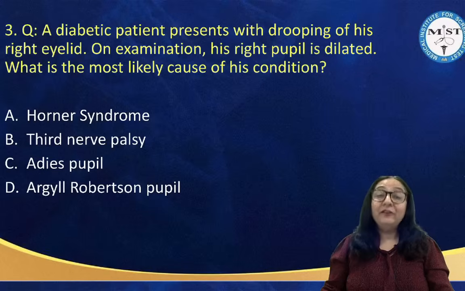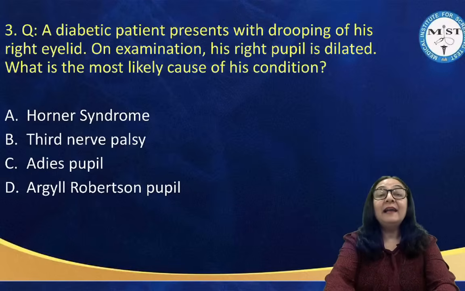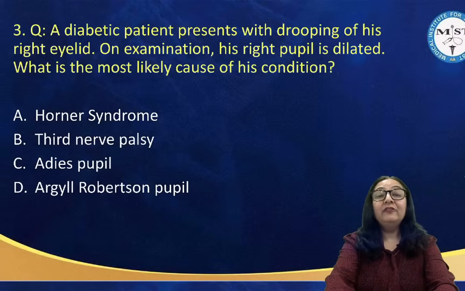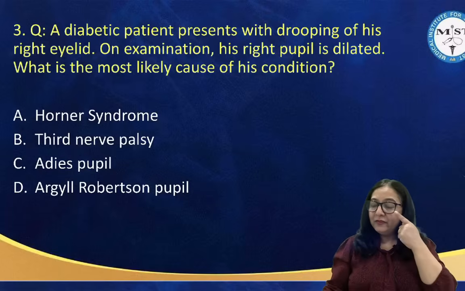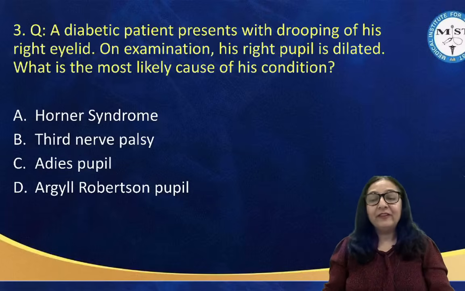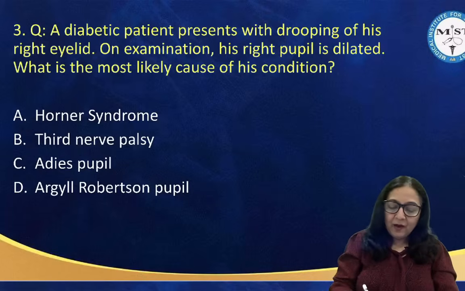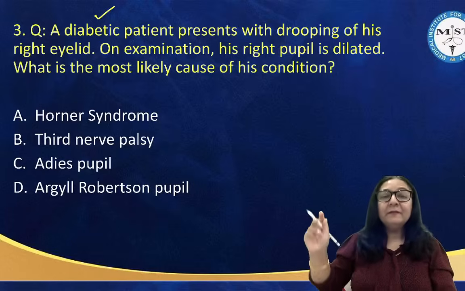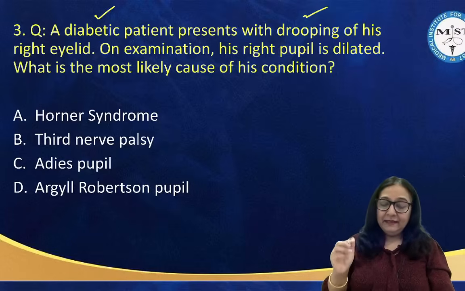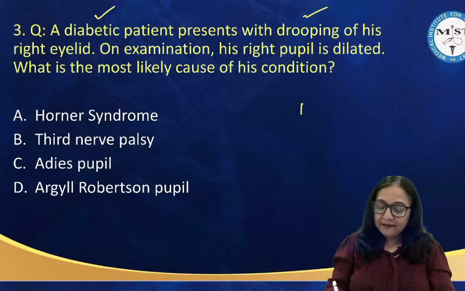A diabetic patient presents with drooping of his right eyelid. On examination, his right pupil is dilated. What is the most likely cause of his condition? Okay. So, again, a diabetic patient. What are the symptoms? Drooping of his eyelid. So, what is the drooping of the eyelid? Ptosis.